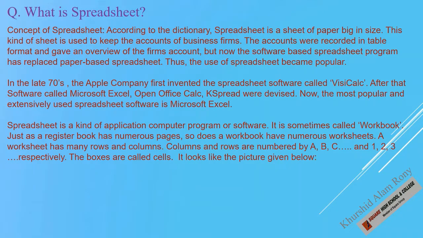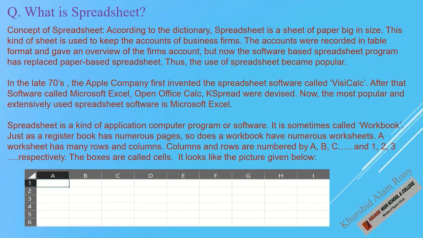It is sometimes called a workbook. Just as a register book has numerous pages, so does a workbook have numerous worksheets. The worksheet has many rows and columns. Columns and rows are numbered by capital alphabet A, B, C and numbers like 1, 2, 3 respectively. The boxes are called cells. The picture is given below.